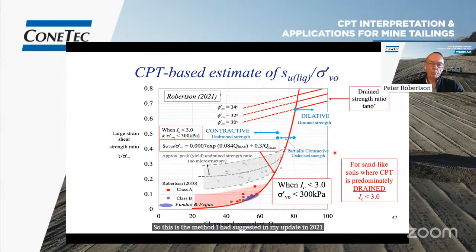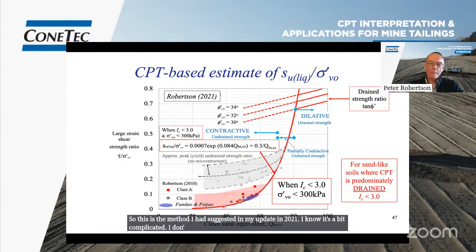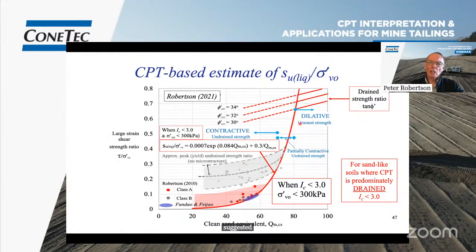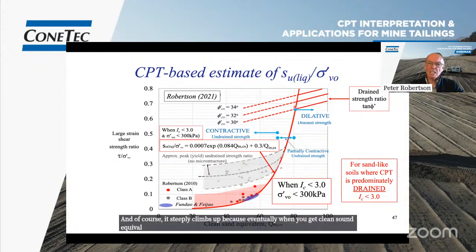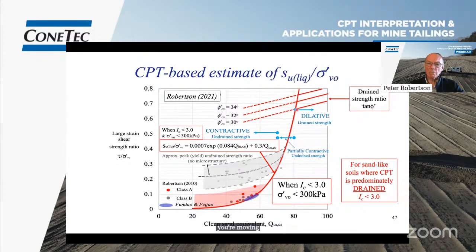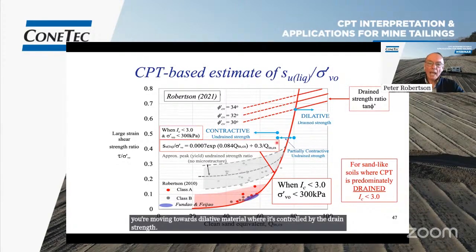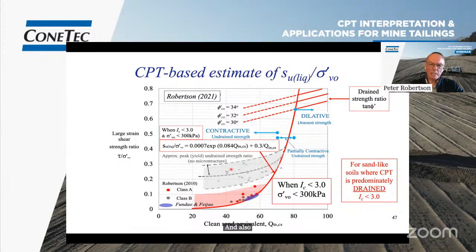So this is the method I had suggested in my update in 2021. I know it's a bit complicated. I don't have a lot of time to go through it. But based on case histories, I suggested the red line. And of course, it steeply climbs up, because eventually when you get clean sand equivalence greater than 70, you're moving towards dilative material where it's controlled by the drained strength. And also the gray data was the peak undrained strength, but focus on the remolded or the liquefied undrained strength.